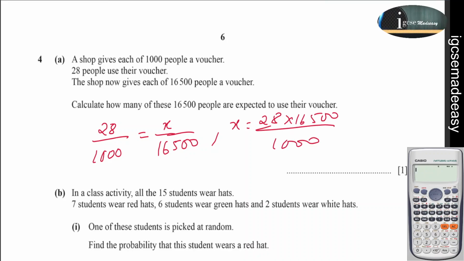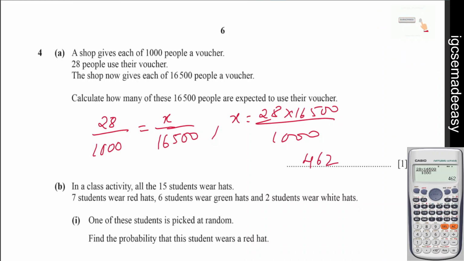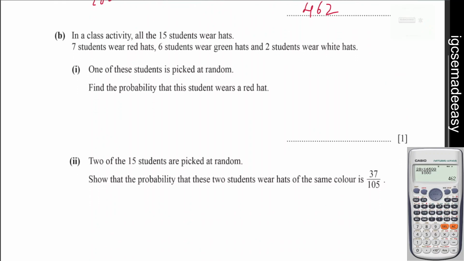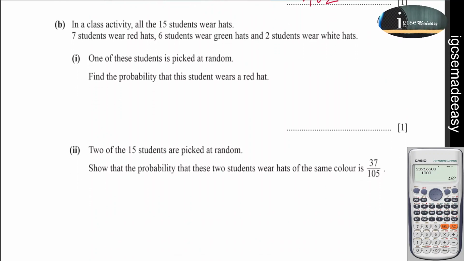That gives you the answer. 28 times 16,500 divided by 1000 gives you the answer 462. It means that 462 people will use the voucher when 16,500 total vouchers are given.